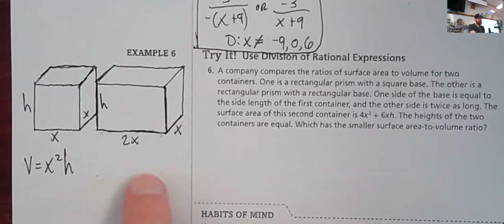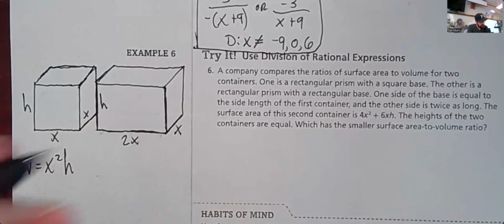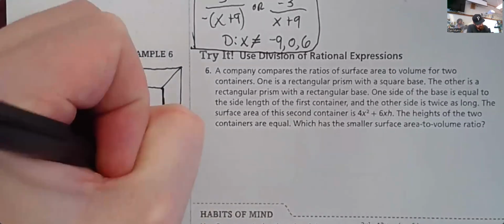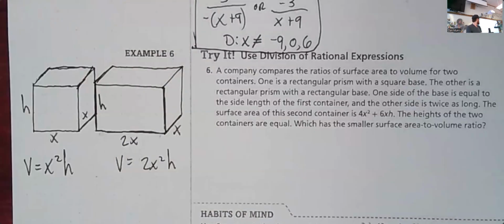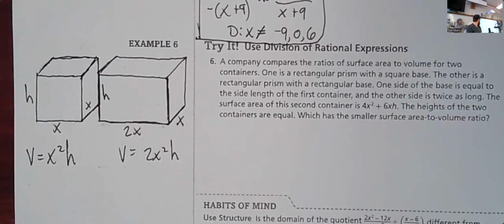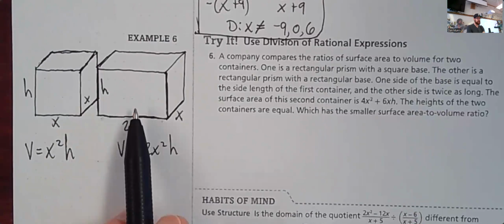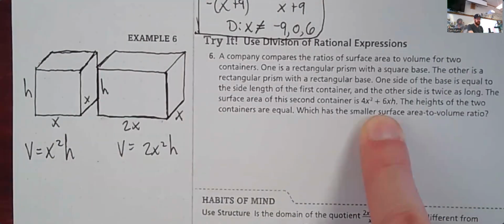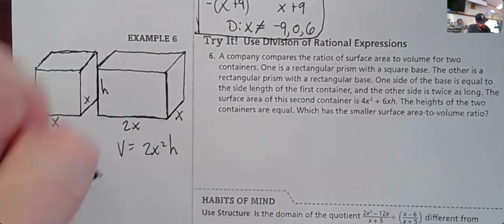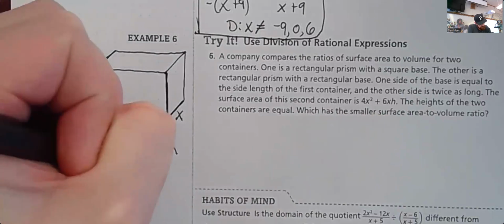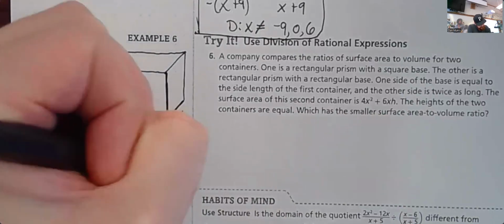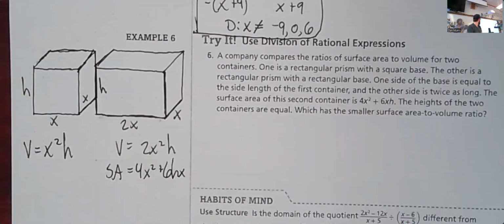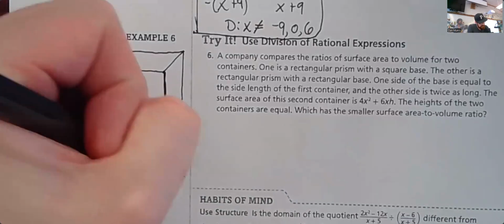If we multiply the length times width times the height on this one, that'll be 2x squared times h. So this volume will be 2x squared h. We know that the surface area of this particular one, the rectangular one, is 4x squared plus 6xh. So surface area equals 4x squared plus 6xh. Or xh is probably what I should have written, xh.